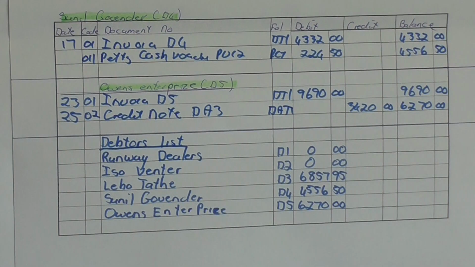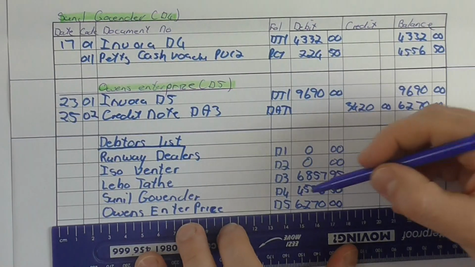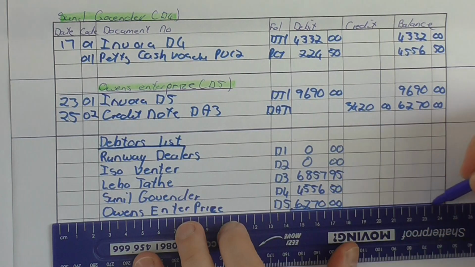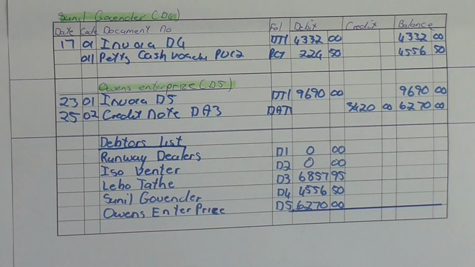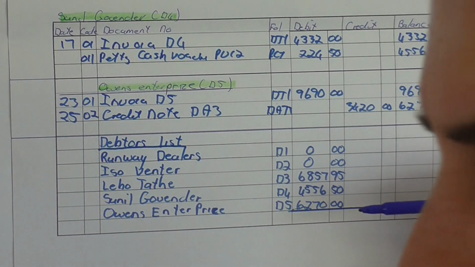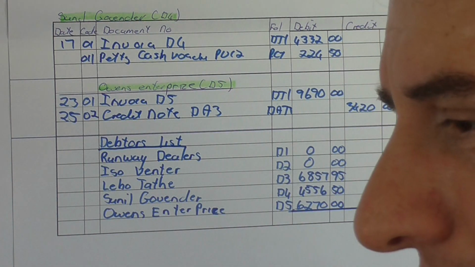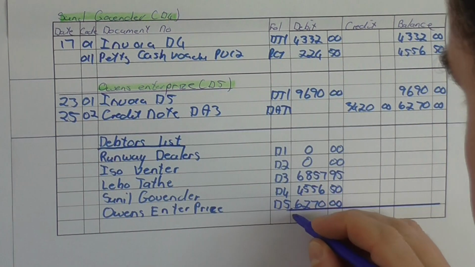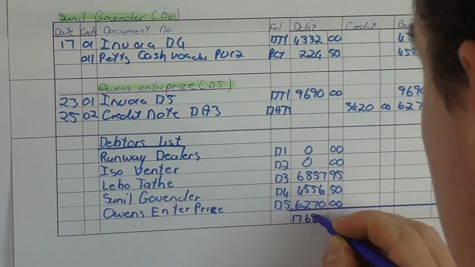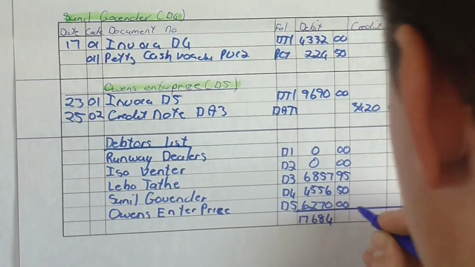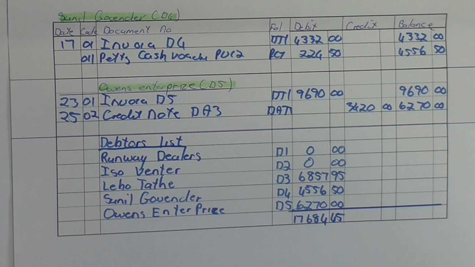Great. Let me just get my ruler here. So now after you've done all your debtors and you've got your debtors list, now you add all of them up, and then the total you get is 17684.45. Okay, and that's how you do the debtors ledger and the debtors list. But you are not finished.